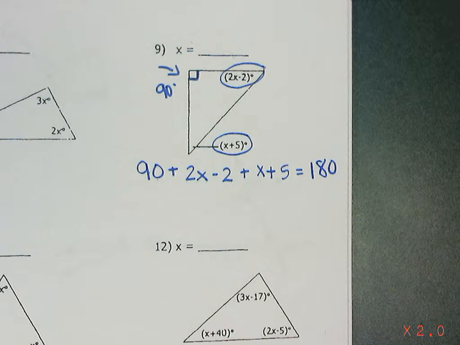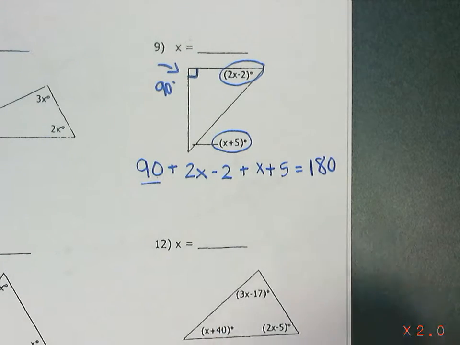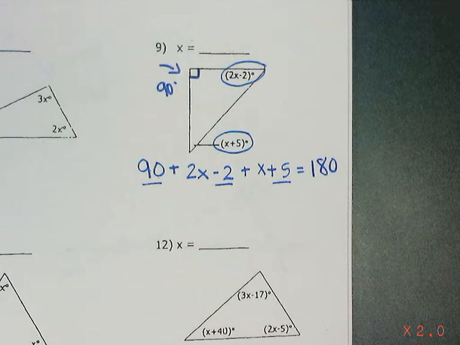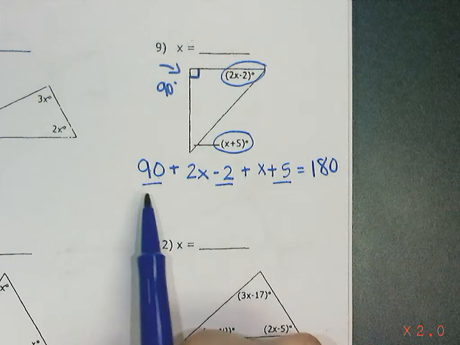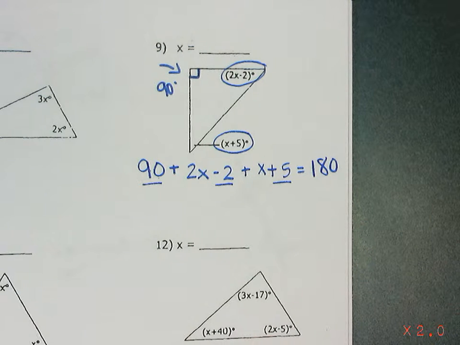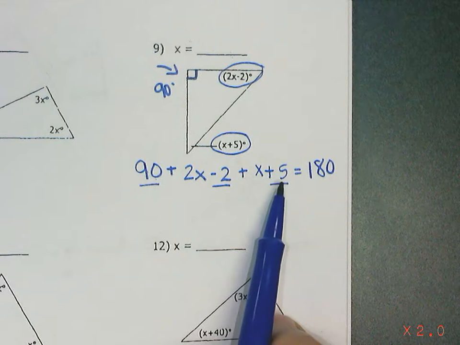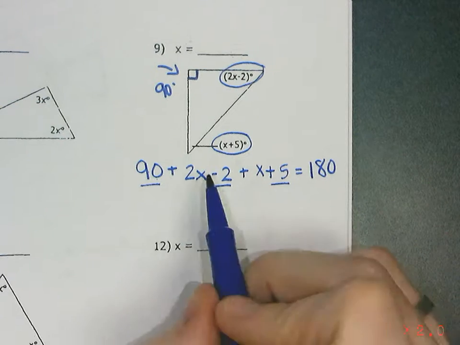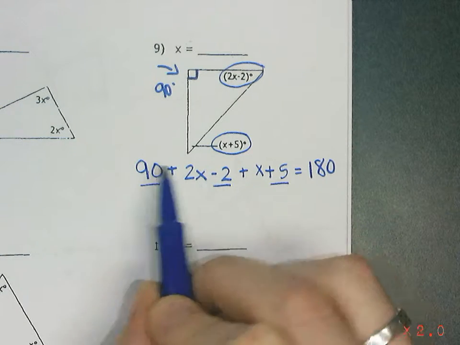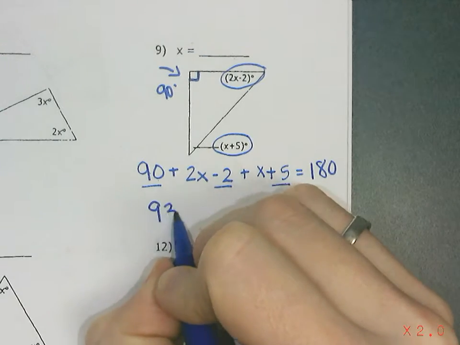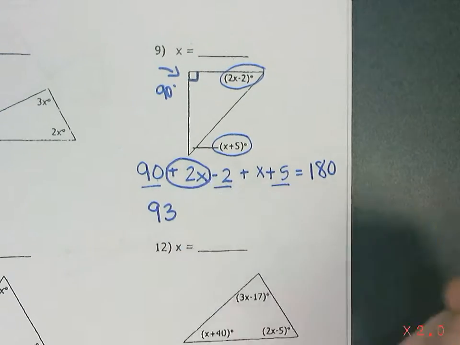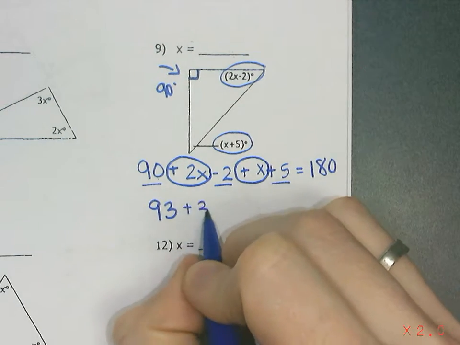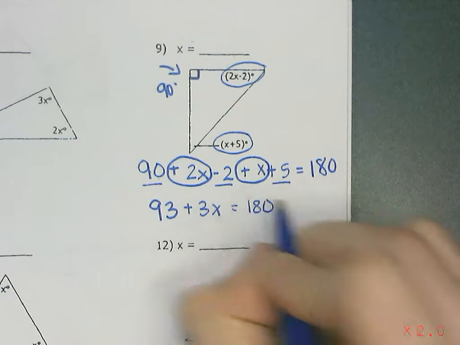Now we have to combine like terms. So we have 90, -2, and 5. Those are our whole numbers, or our integers. And we can combine them all together because they don't have x's. So 90 plus 5 is 95. But then we have this minus 2. Remember, to know whether something's positive or negative, you have to look at the sign right in front of the number. Okay, so here we have 93. And then we have a 2x and an x. So 2x plus x is 3x. And that's still going to equal 180.